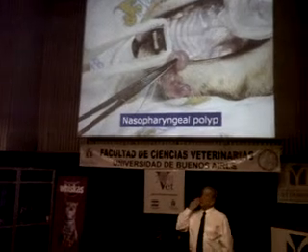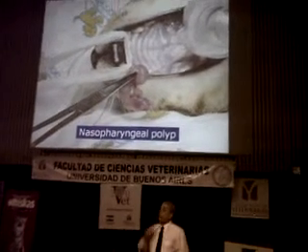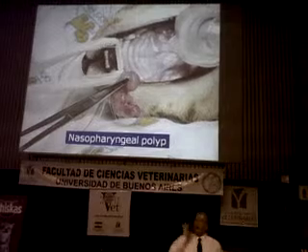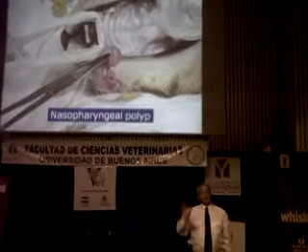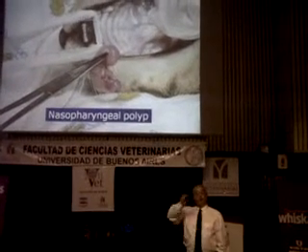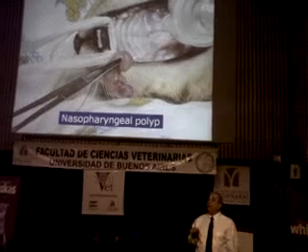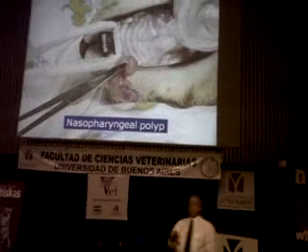If we do CT scans on them and we see that the bone of the osseous bulla, the middle ear cavity, is diseased, then we have to go in and do a procedure where we curette out the middle ear cavity, a procedure called a bulla osteotomy.